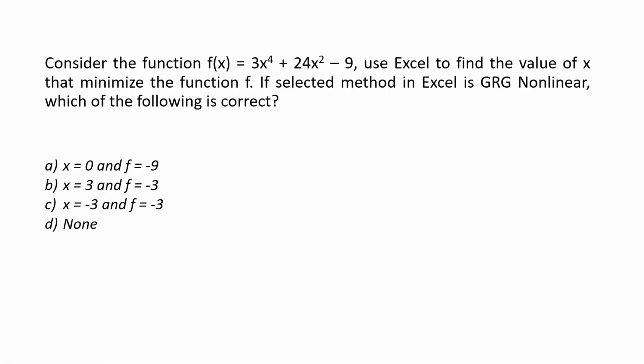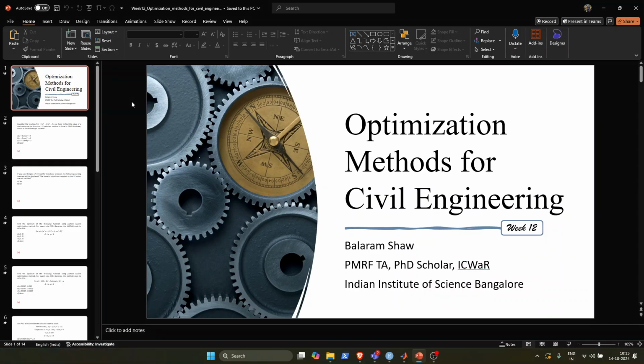Okay, so the function is 3x^4 + 2x^2 - 9. I'll write that, else I have to see it again and again. Okay, so we'll see that in Excel. I'll open Excel here.